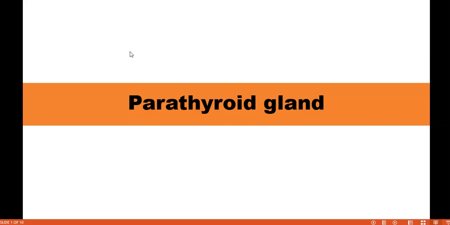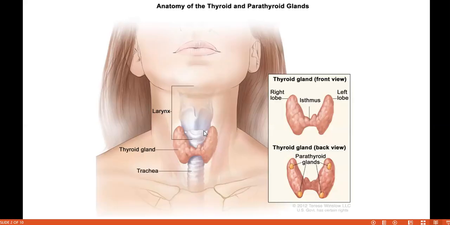Today I would like to discuss the parathyroid glands. So first off, we should know the locations of the thyroid and parathyroid glands.